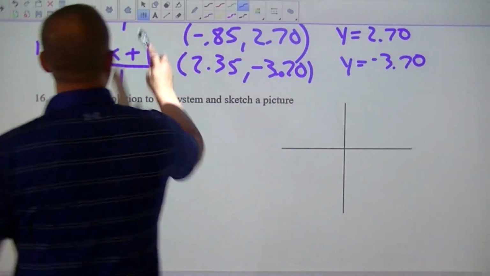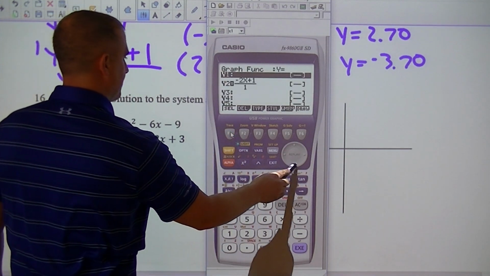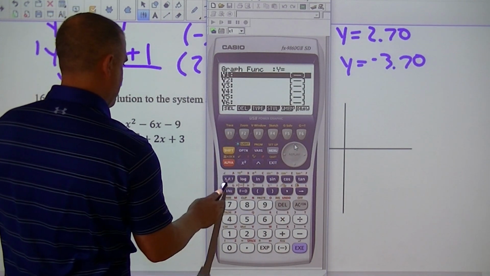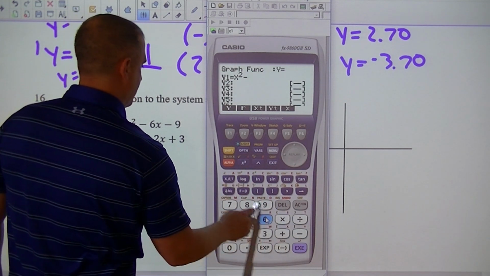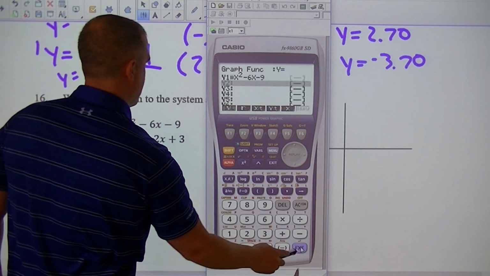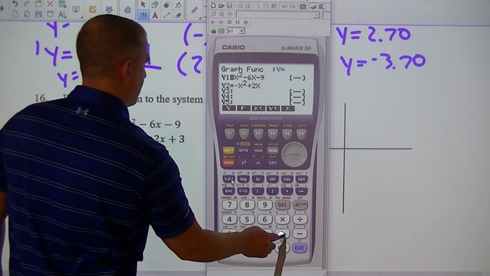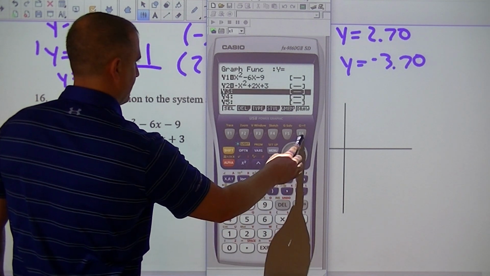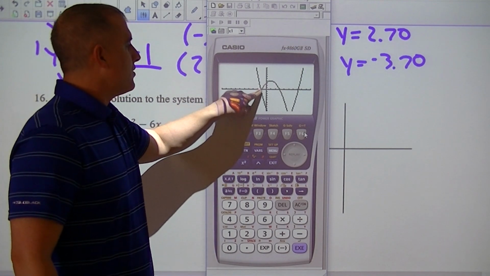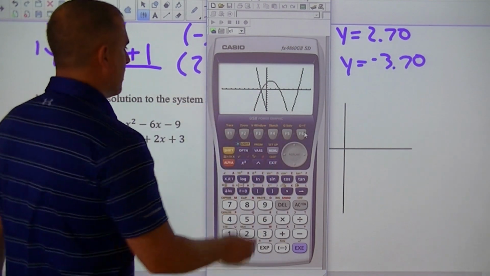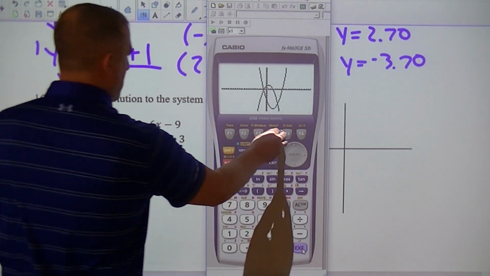What's nice is these are already in y equals. So what I would just simply do is just type them in. x squared minus 6x minus 9 and negative x squared plus 2x plus 3. Draw. Now, as you can see, this one crosses here. This one's probably going to cross. So I'm going to zoom out, execute, so I can see both intersections.